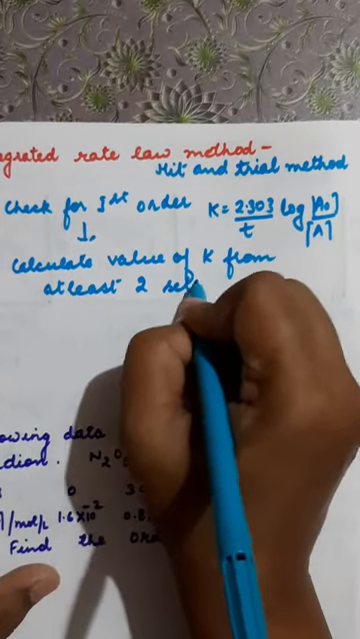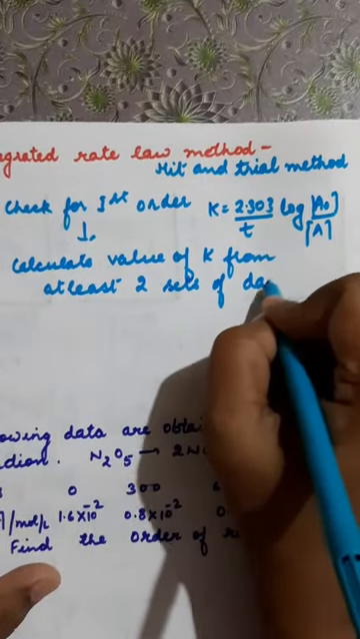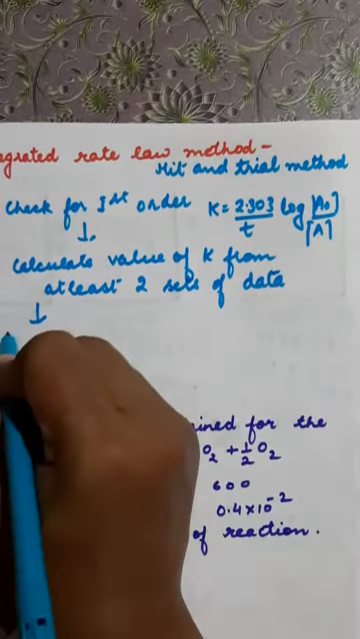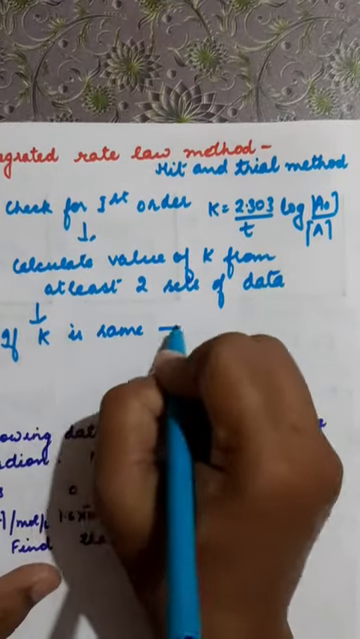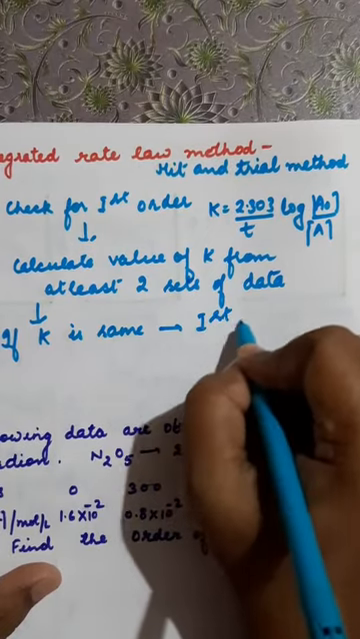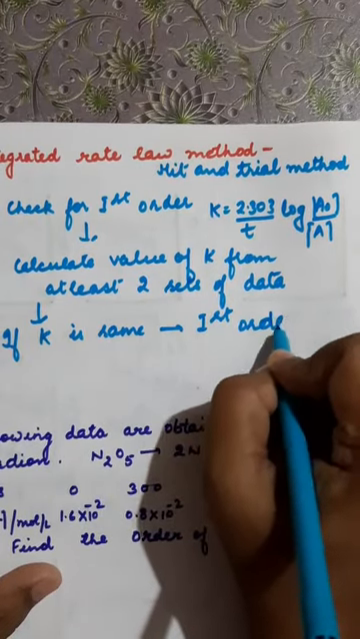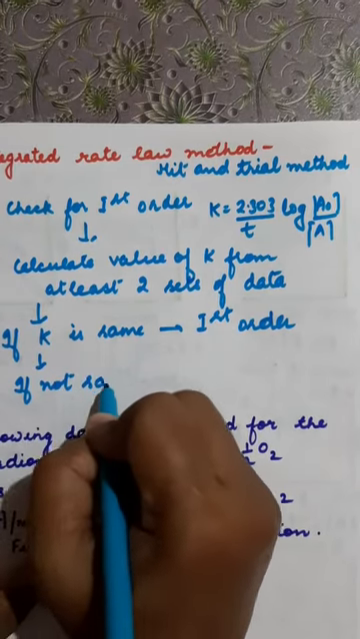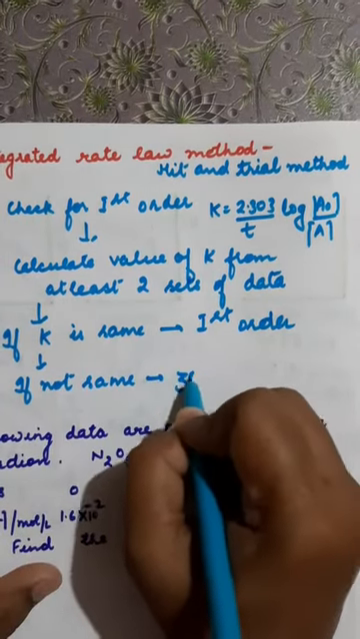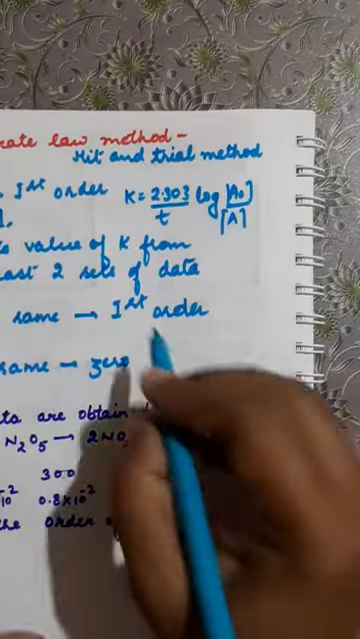Two sets of data: if K is the same in both the cases, then it is first order. Clear? If it is not the same, then you will try for zero order. Then you will put the zero order.